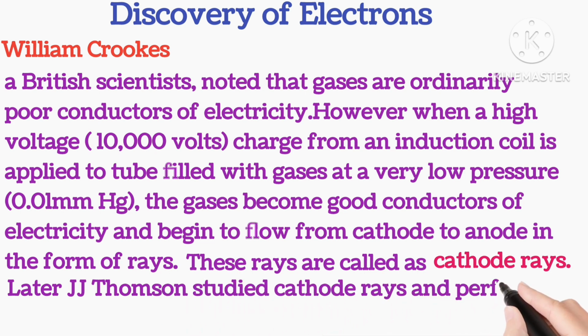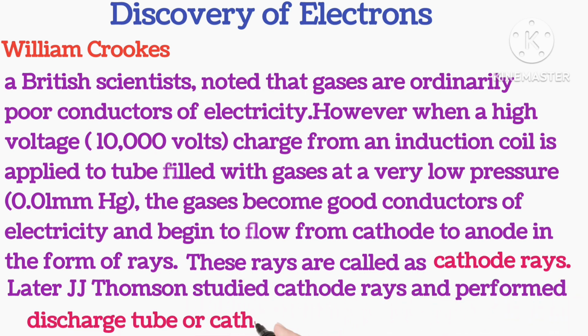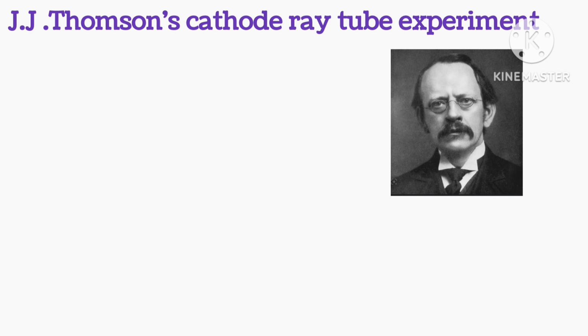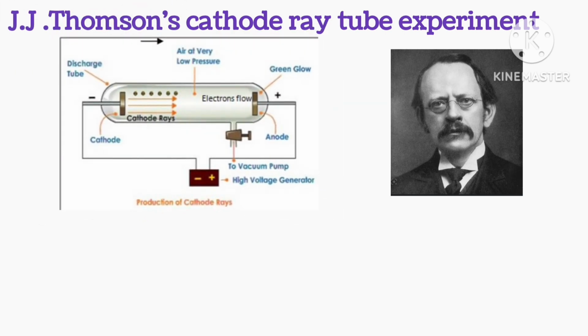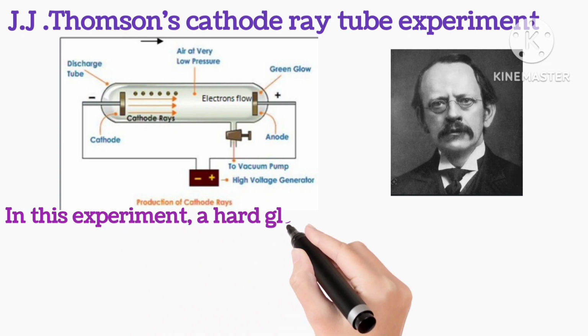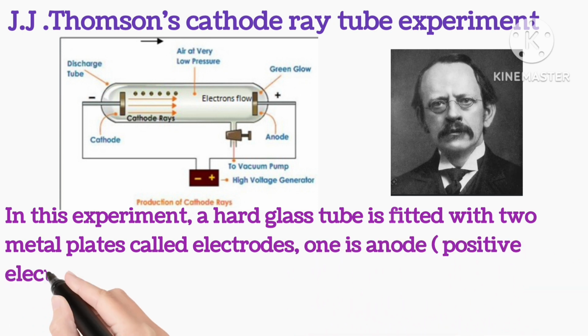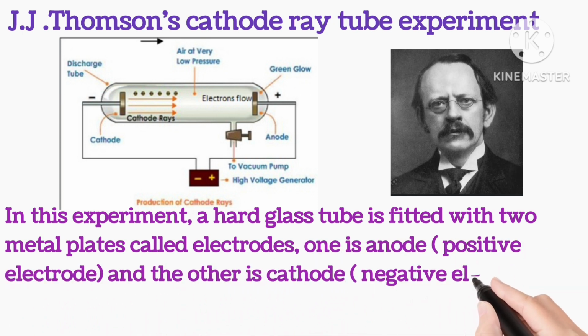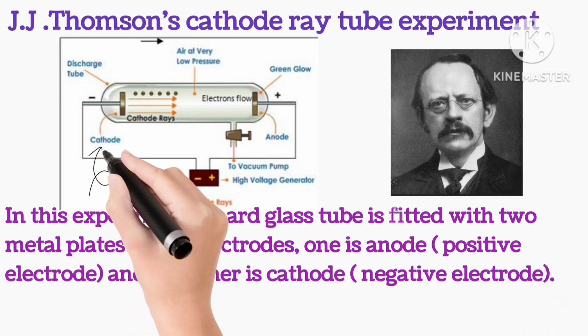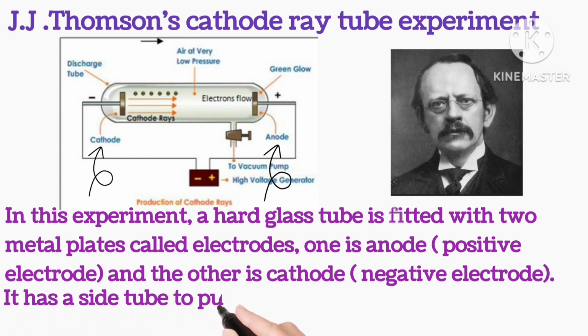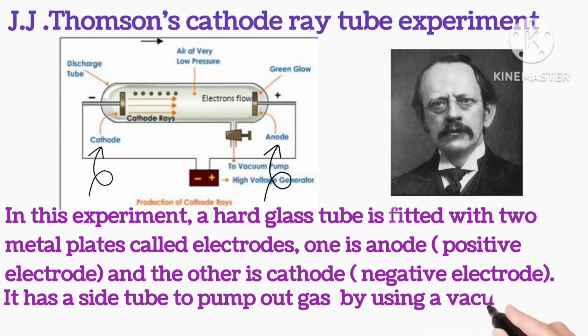Later, J.J. Thomson studied cathode rays and performed the discharge tube or cathode ray tube experiment. J.J. Thomson cathode ray tube experiment. As you can see in the picture, in this experiment, a hard glass tube is fitted with two metal plates called electrodes. One is anode, the positive terminal, and the other is cathode, the negative terminal. You can see the cathode and the anode. It has a side tube to pump out gas by using a vacuum pump.